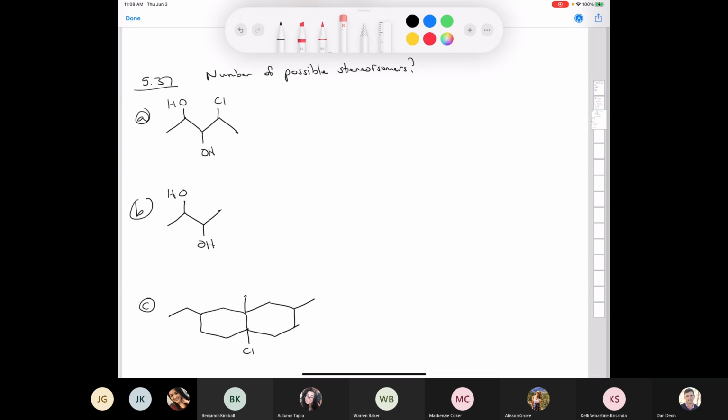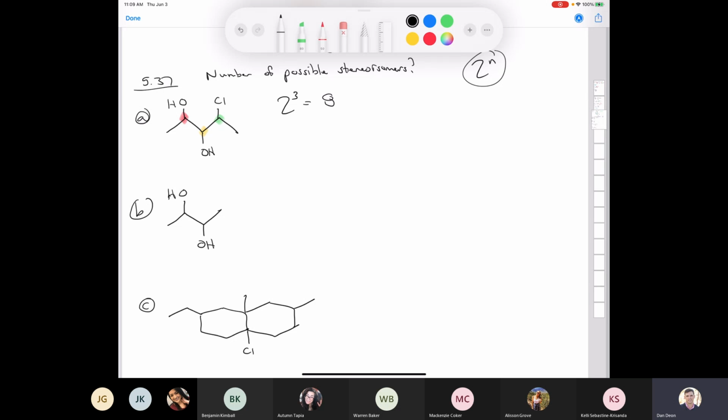5.37a. Yeah, the total number of possible stereoisomers in A, yes, absolutely. I think it's 8 because we've got 1, 2, 3 chiral centers. We remember that 2 to the power of n is the total number of possible stereoisomers, or it's the maximum number of possible stereoisomers. So we have 2 cubed, which is 8. So there's 8 possible stereoisomers. We only have meso to worry about when we have an even number of stereocenters. So here we have an odd number.